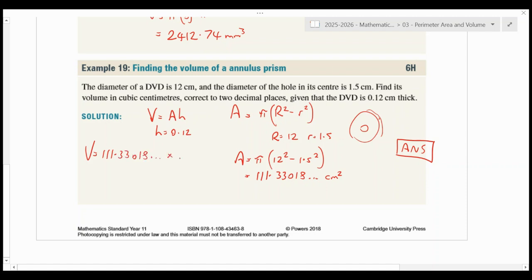111.33018 times 0.12. Now, when you're doing this in your calculator, what I would like you to put in is the previous calculation you've just done. You should be using this button, times 0.12. That way you get the exact value, not the approximation. And when you put that into your calculator, you'll get 13.35962, which we will round to 13.36 cubic centimeters.